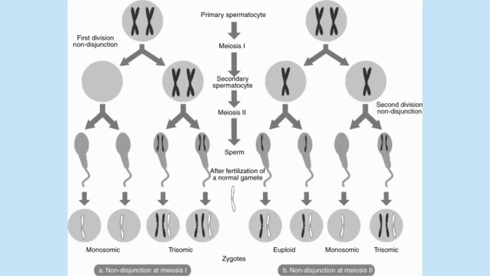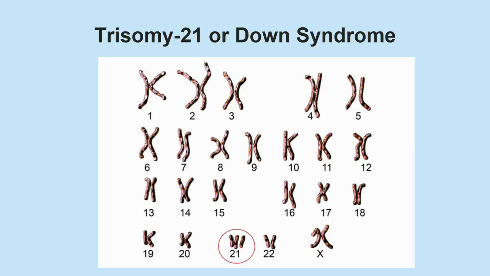So because of non-disjunction, trisomy 21 or Down syndrome happens. Ano po bang meron kay trisomy 21 or Down syndrome? It happens when a person has an extra copy of chromosome 21. So kung mapapansin po ninyo with chromosome 21, instead of 2 lang po yung chromosomes that are paired, naging tatlo po siya, kaya trisomy 21 in the 21st pair of chromosome. This is caused by non-disjunction. As a result, one of these cells ends up with an extra chromosome.